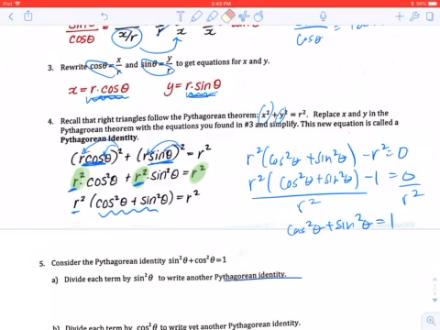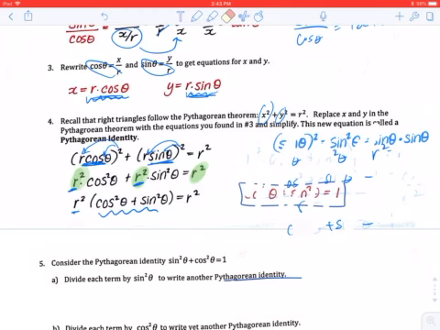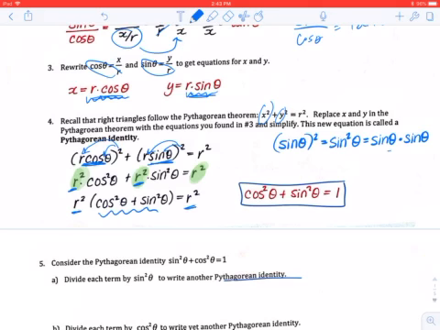I guess you really didn't have to move everything over, right? You could have, let me just erase what I have. We could have just divided each side by r squared, but when we're getting to our simplifications, we're not going to want to divide on each side like that. So that's why I was trying to factor. But regardless, you're going to get cosine squared plus sine squared equals 1.